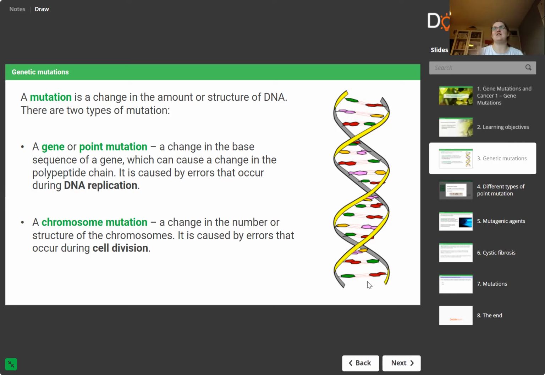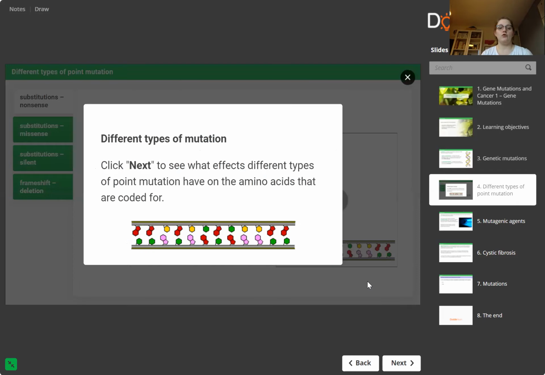So all those mutations I talked about before, like substitutions, deletions, inversions, point changes, duplications, they are all DNA replication mutations. And then we can have these chromosome mutations as well. So, quick look at some of them. These are just some of the mutations that we can have.